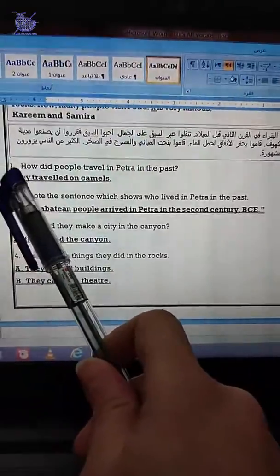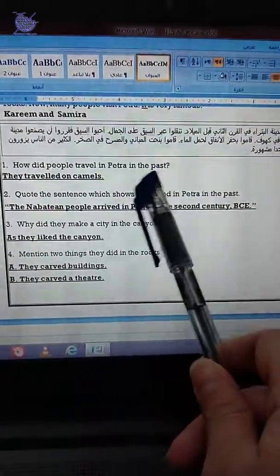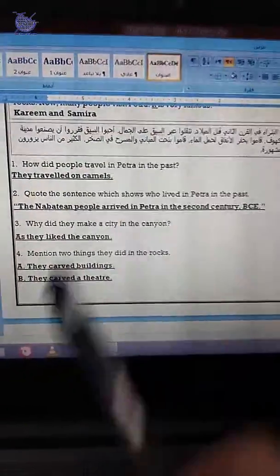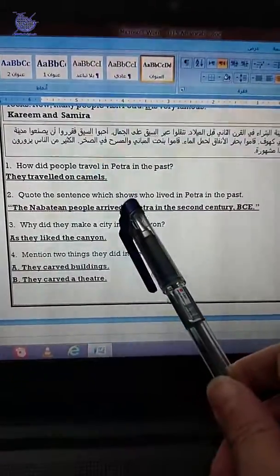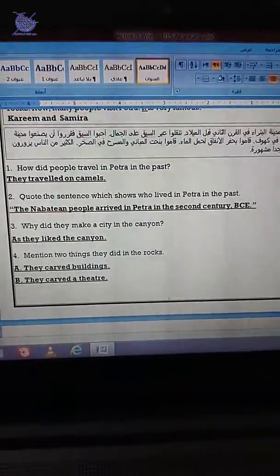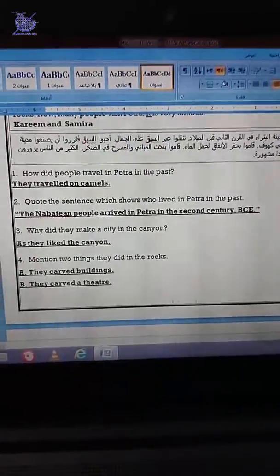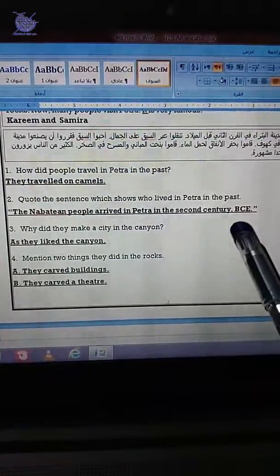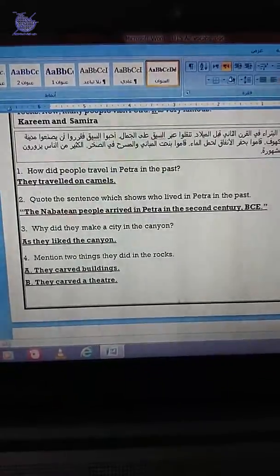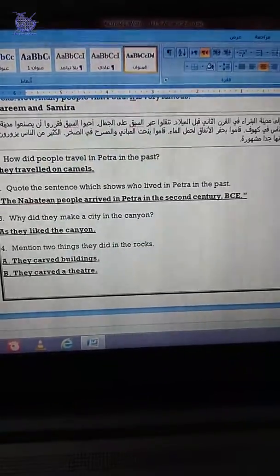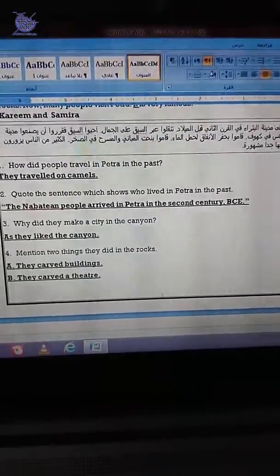Question number one. How did people travel in Petra in the past? They traveled on camels. Quote the sentence which shows who lived in Petra in the past. The Nabatean people arrived in Petra in the 2nd century BCE. Question 3. Why did they make a city in the canyon? As they liked the canyon.